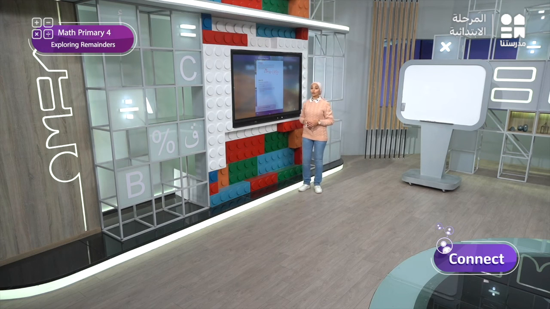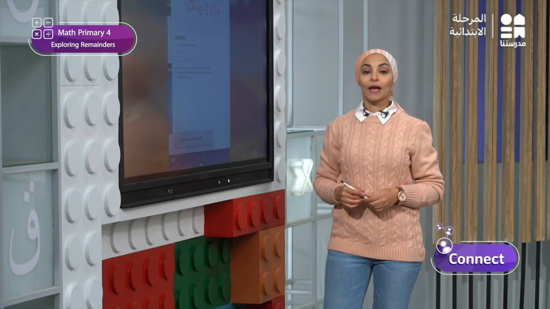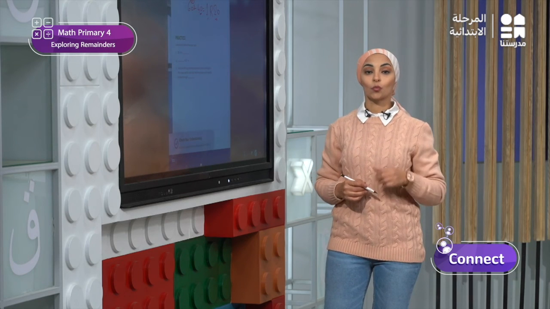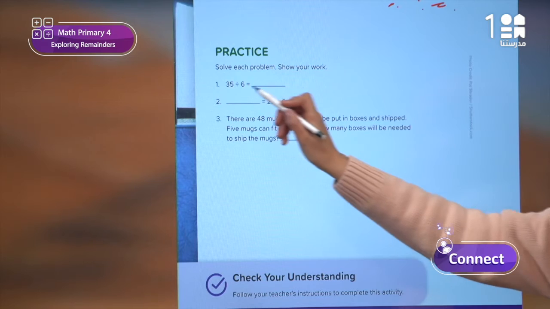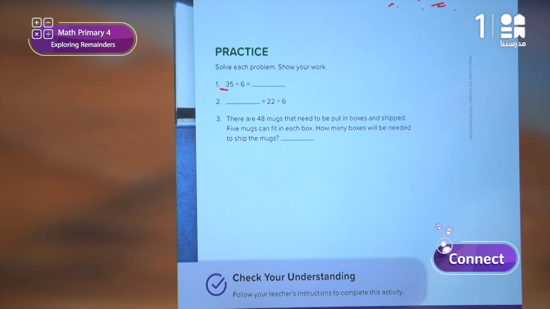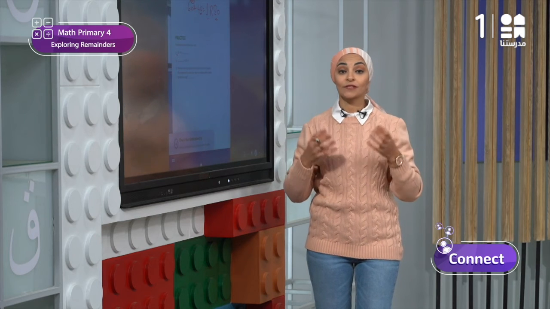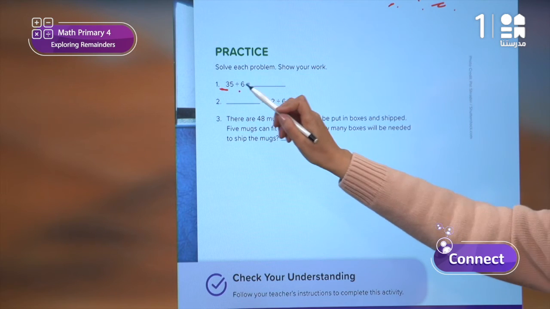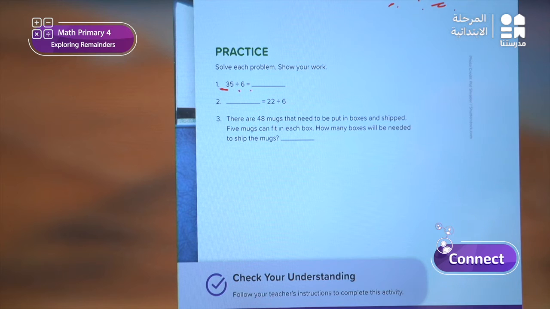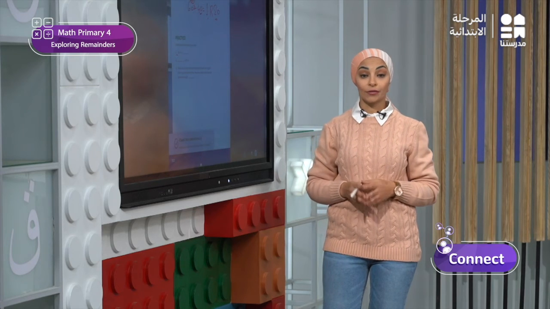And now let's review our answers and continue with the practice part. Here the equation we have in problem number 1 is 35 divided by 6. طيب تعالوا بقى نفكر about whether 35 دي multiple of 6 or no. Is 35 multiple of 6? Is 35 موجودة في table 6? Of course no. So we need to think of a multiple.